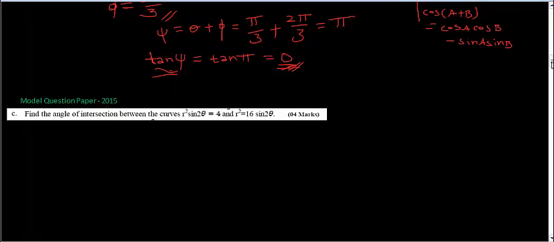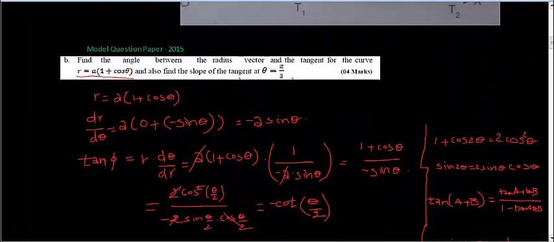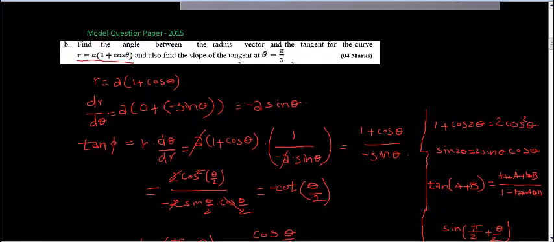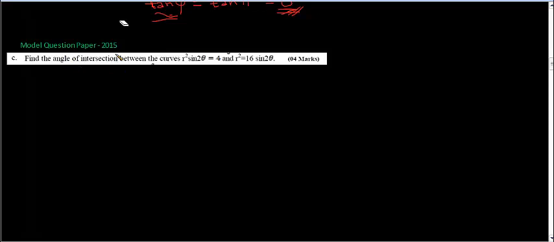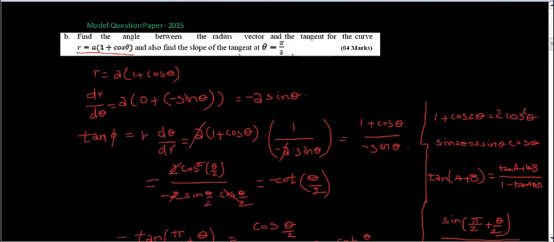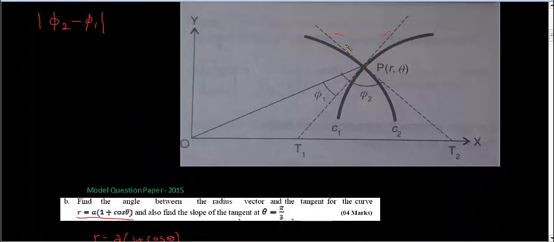In the last video we looked at the angle of intersection between the radius vector and the tangent. Today let us take up this problem: the angle of intersection between the curves r squared sine 2 theta = 4 and r squared = 16 sine 2 theta. We need to recall this. We have two curves. What is the angle of intersection between these two curves?